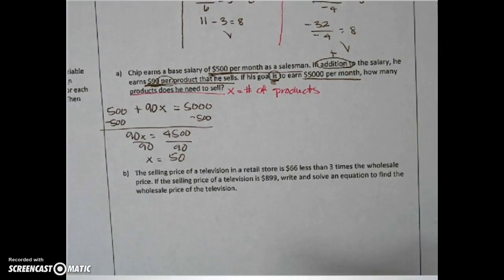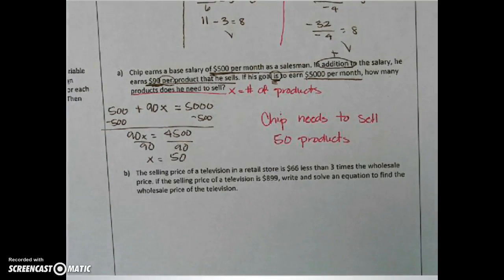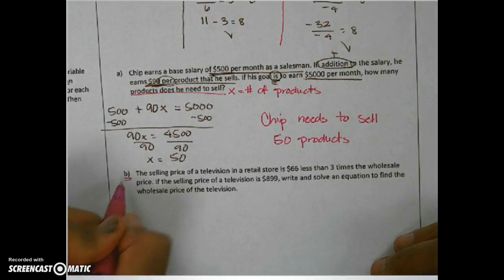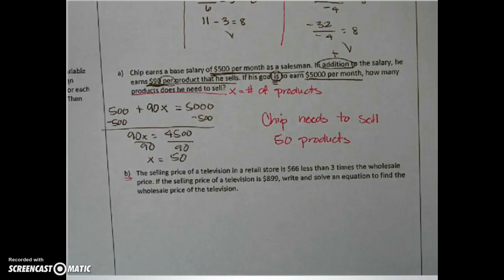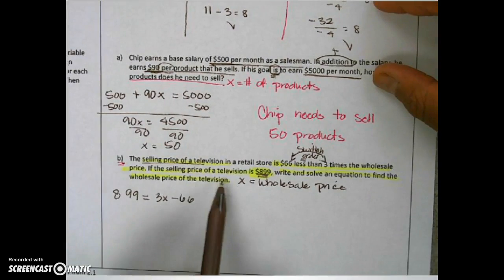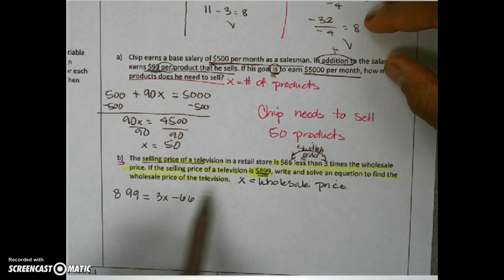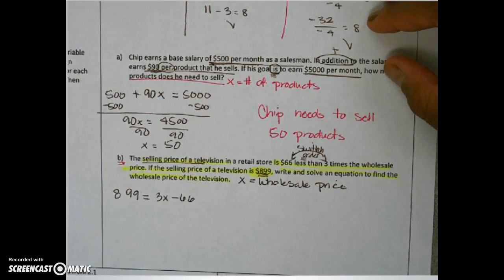So do me a favor. What I'd like for you to do now is to copy down this sentence and then try to set up part B on your own. Press pause for me and copy down that sentence number 1 and then try to set up part B on your own. Okay, did you try it? So the selling price is $8.99, and that equals 3x minus 66. Go ahead and solve and then check with me when you're done. Thanks.